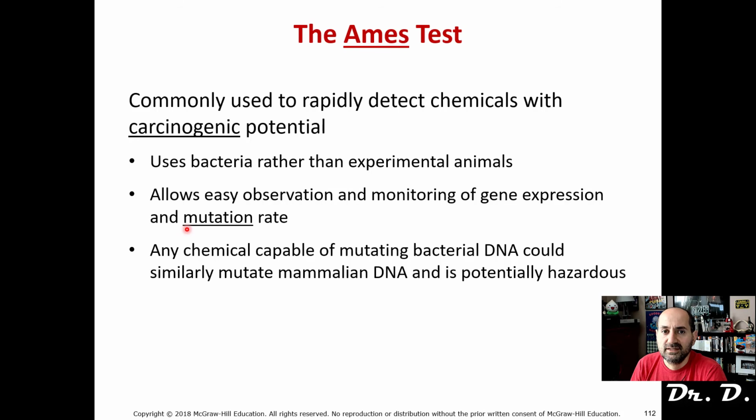You look for these bacteria that either gain an ability or lose an ability during the Ames test. And the more conversions there are, the more carcinogenic the chemical is, because the more DNA was mutated. So what we're checking for with the Ames test is mutation rate, and that is indicative of the carcinogenic potential of the chemicals.